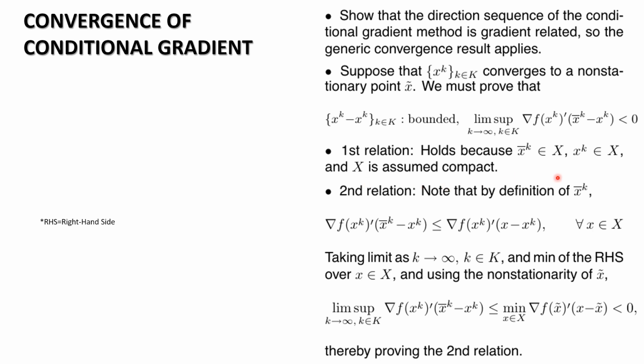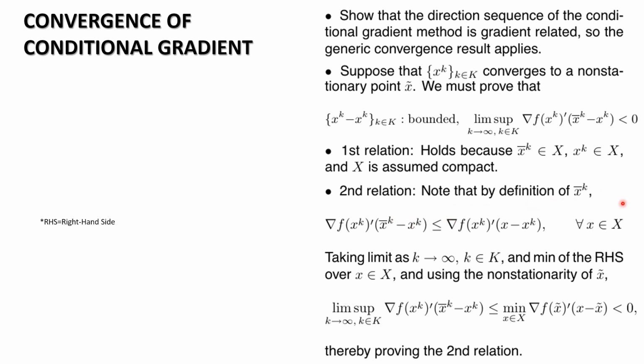So the first relation is the boundedness of the direction sequence. We need to show that x bar k minus xk is bounded, and since x bar k and xk are from the same set X, and the feasible set X is compact, the difference between any two points in X is bounded, and therefore the direction sequence is bounded. So it's proven.